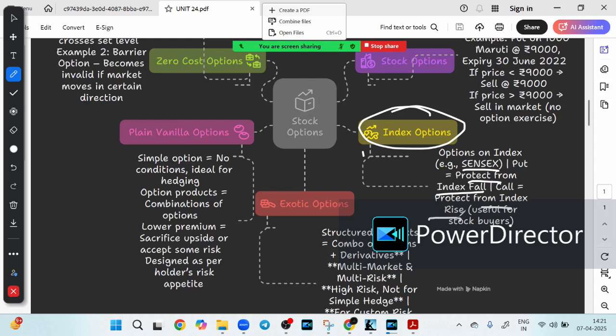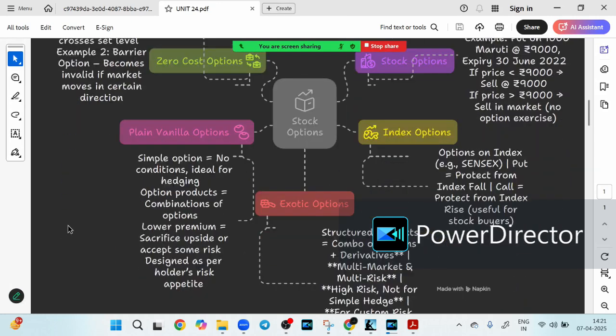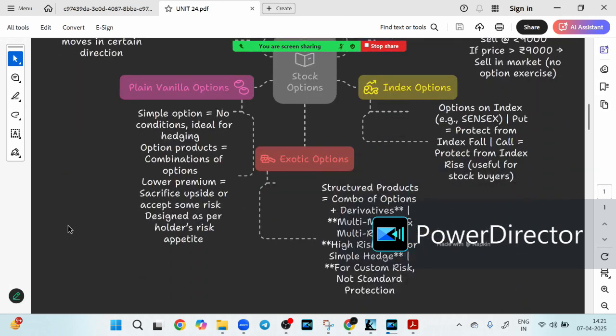So basically, these are the simplest and cleanest type of option. There is no complex condition, right? But it comes with a trade-off. What is the trade-off? The trade-off is that you have to sacrifice either upside or accept some risk. So think of it like a standard coffee of the option world: simple, reliable, and effective. It is a simple option, no condition.